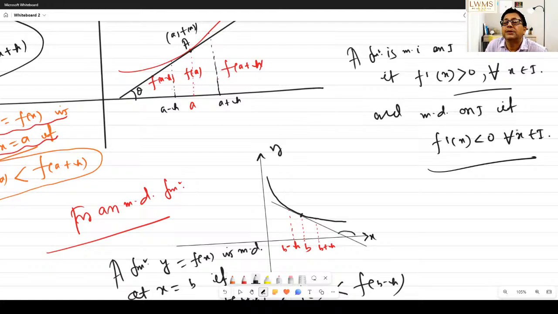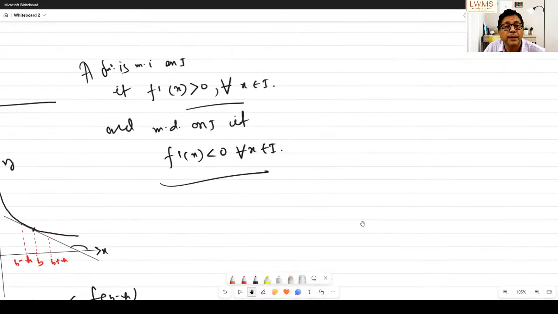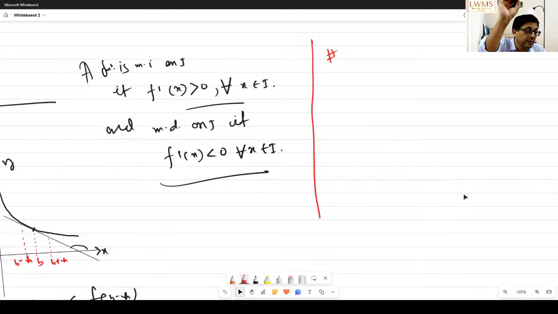Clear? So these are the cases for MI or MD functions where the derivative plays an important role to understand increasing or decreasing. Now we will be going by this definition: if f dash x is greater than 0 for all x belongs to I it is monotonically increasing, and if f dash x is less than 0 for all x belongs to I, it is monotonically decreasing. So let us start with a function where we are going to decide. Another thing is very important.